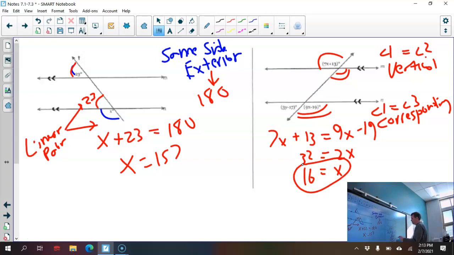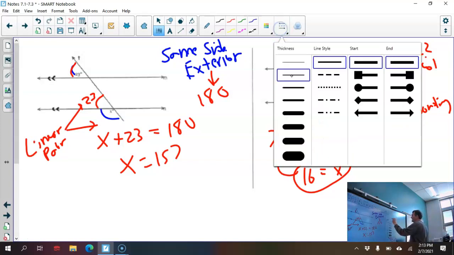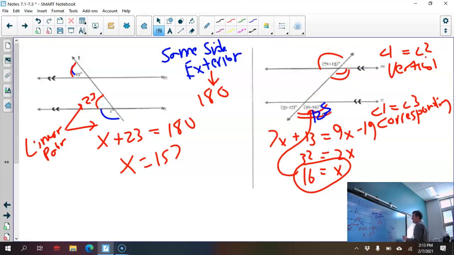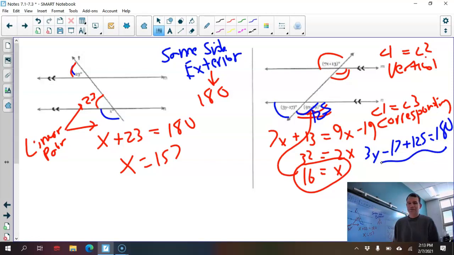So what I would do then is put the 16 back into this and figure out how big that angle is. It would be 9 times 16, which is, let's see, 144. And 144 minus 19 is 125. This angle is 125. Then I could figure out y, because these two angles make a linear pair. So 3y minus 17 plus 125 equals 180. And I could solve that for y. I'm not going to, though.